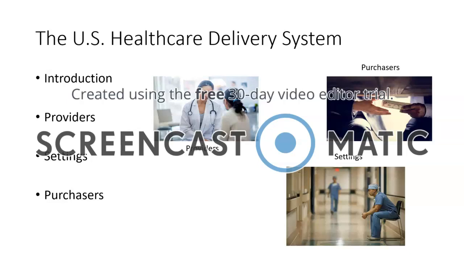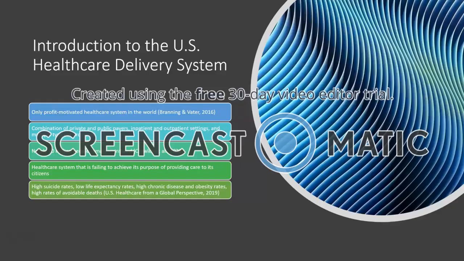To get started, let's talk about the U.S. healthcare delivery system as a whole. The United States is the only profit-motivated healthcare system in the world. Instead of having a universal healthcare system with universal healthcare coverage, the U.S. healthcare system is a combination of private and public payers, inpatient and outpatient settings, and many different types of providers, including primary care providers, specialists, and many other allied health professionals, making it a fragmented system where citizens have to obtain health care through different means.